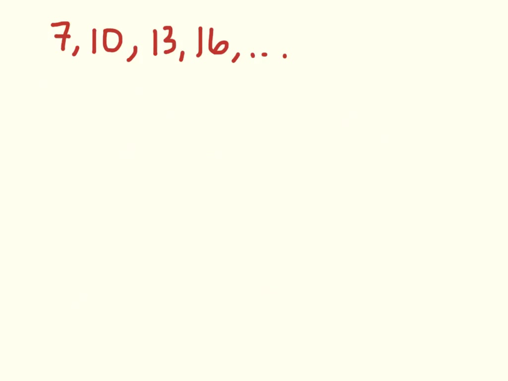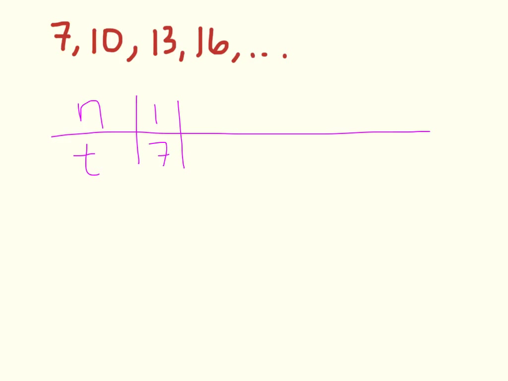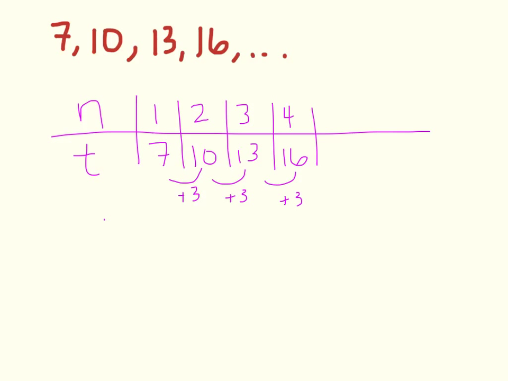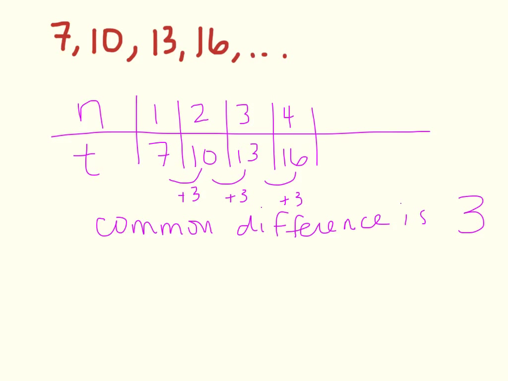If I was going to describe this sequence, let's first make a little table. Here is our term number, and this is the term. My first term is 7, my second term is 10, my third term is 13, my fourth term is 16. If I look at what's happening here, I'm adding 3, adding 3, adding 3. So my common difference is 3, and it's a positive 3, so it's going up.